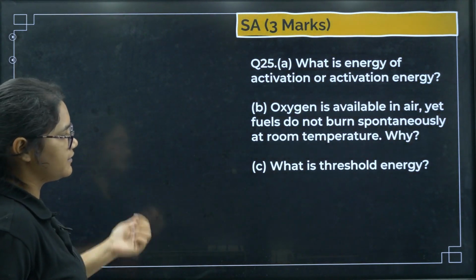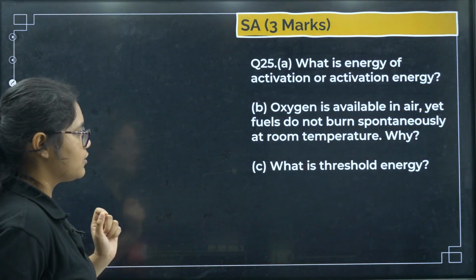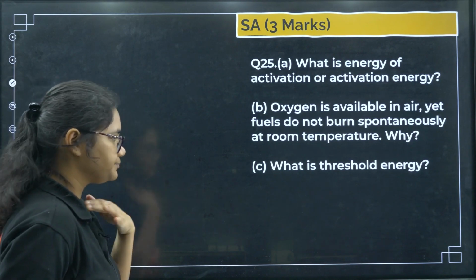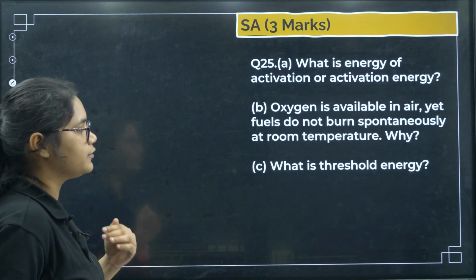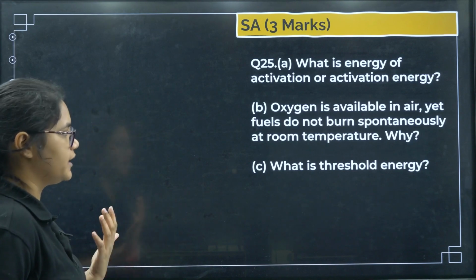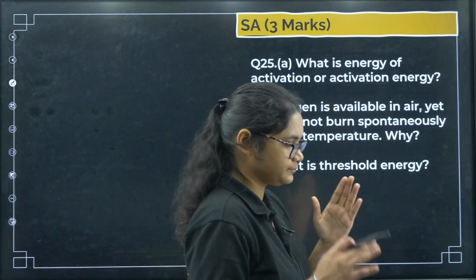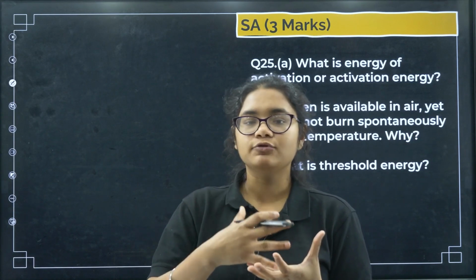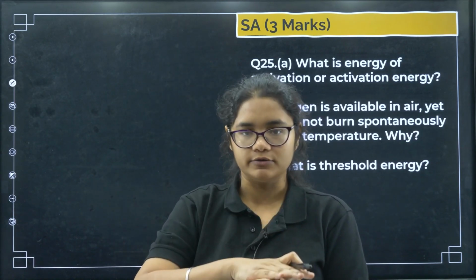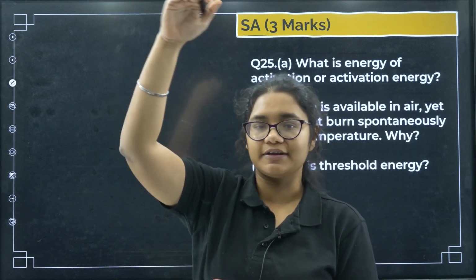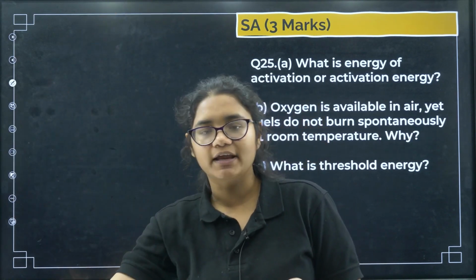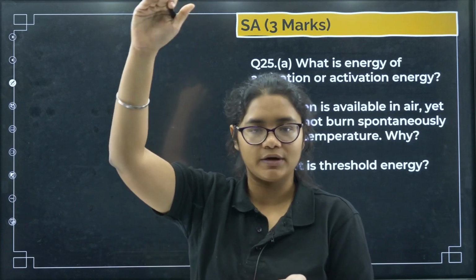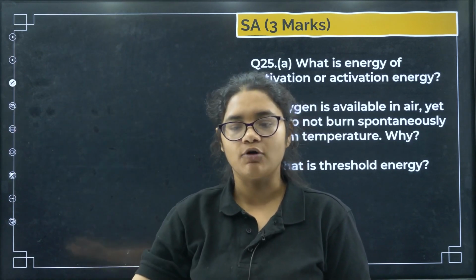Next, what is activation energy? Oxygen is available in air, yet fuels do not burn spontaneously at room temperature. Why? What is threshold energy? This is very important. Reactant molecules will have to reach up to threshold energy, after which they can convert to products. Reactant molecules should have a minimum threshold energy, after which they can form the products.